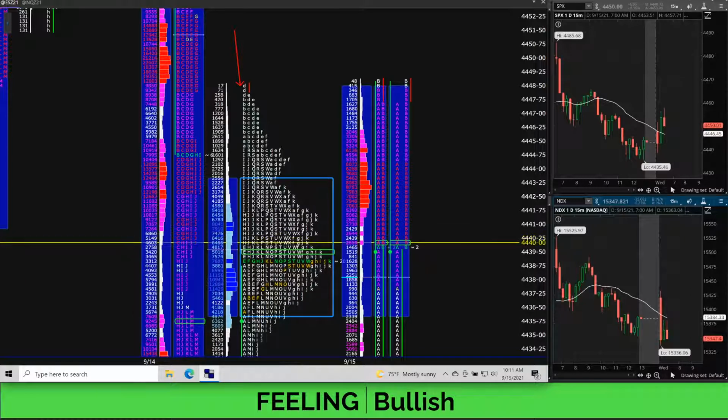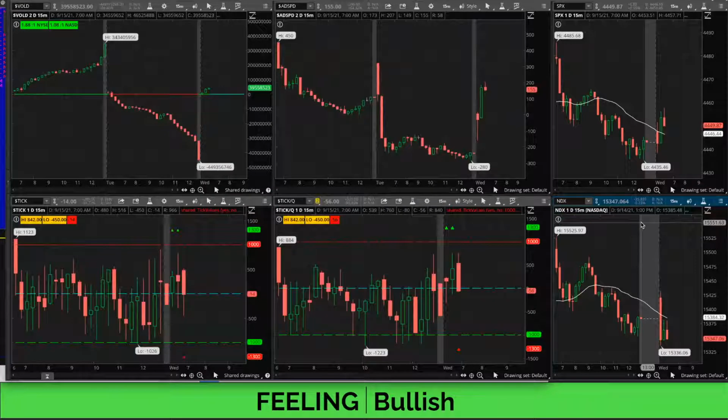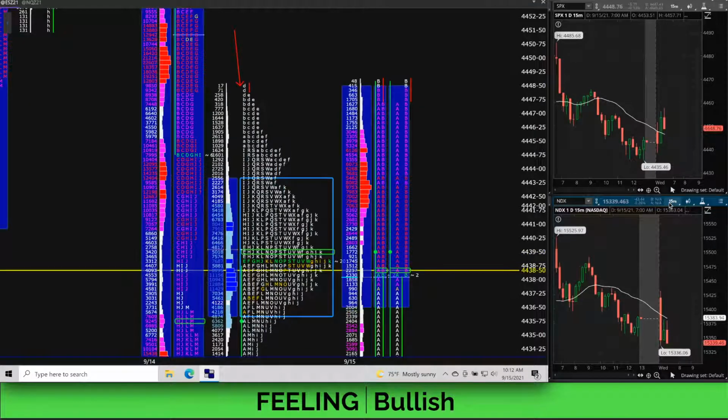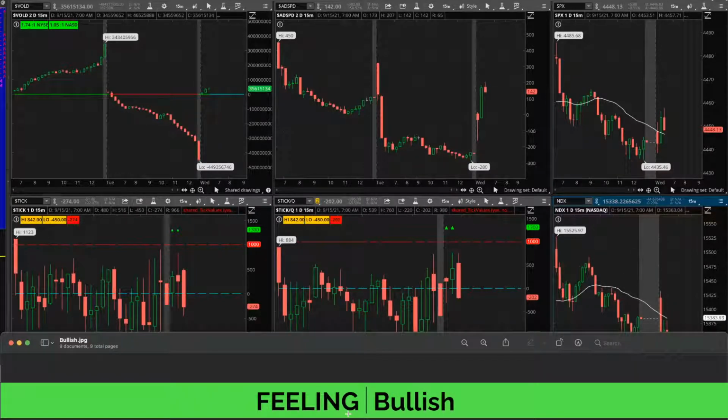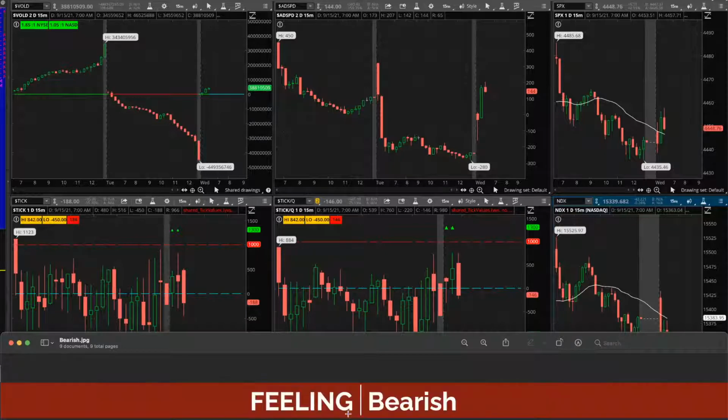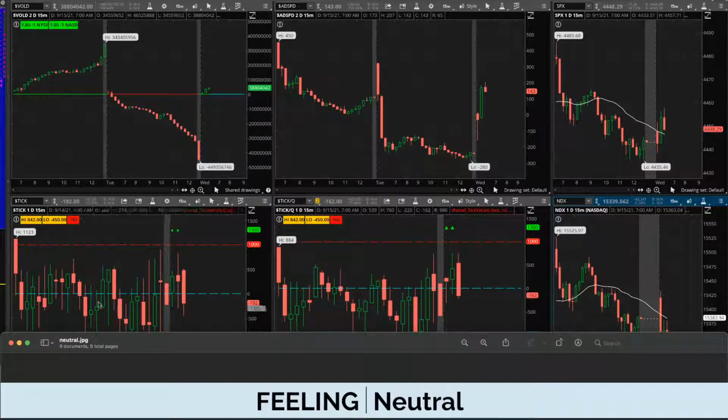All right, that support is starting to break. Let's look at the ticks. No, they're okay. Buyers are still putting in a good fight here. Nope. Sorry, guys. It was early on the bullish call. Back to neutral.